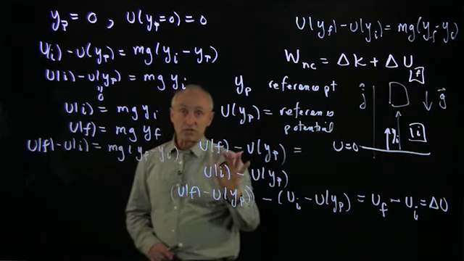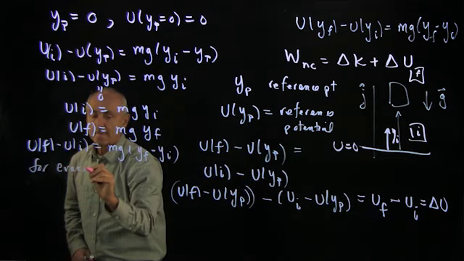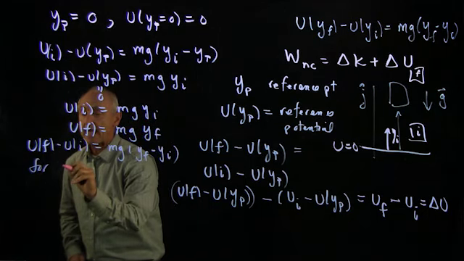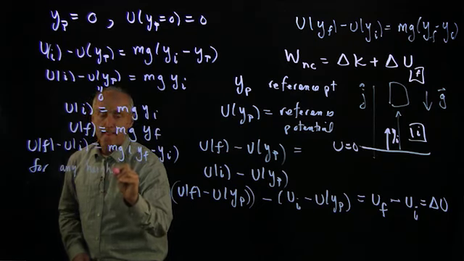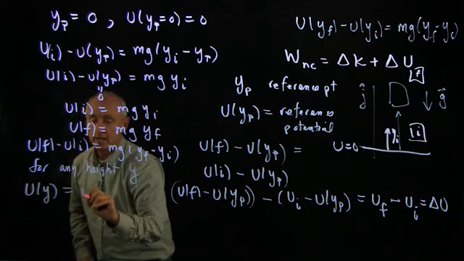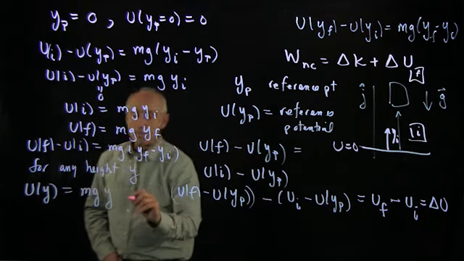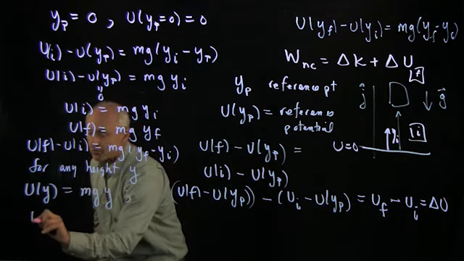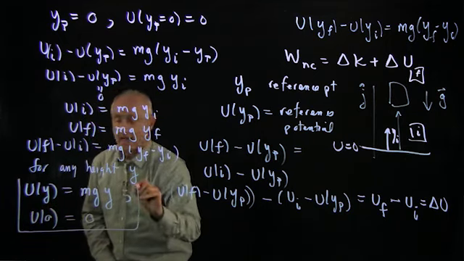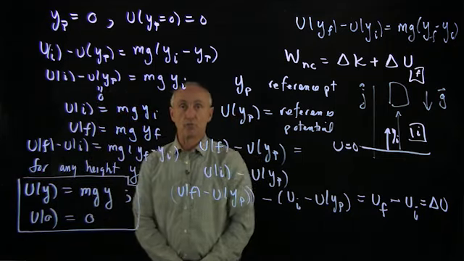Now, this we can generalize just a little bit by saying that for our mass, for any height y, our potential energy function for the gravitational force, U of y, is equal to mgy. That's a formula that many of you have seen before, but it's very important to note that with this formula, U of 0 equals 0, because that's our reference point. And that becomes our potential energy function for the gravitational force.